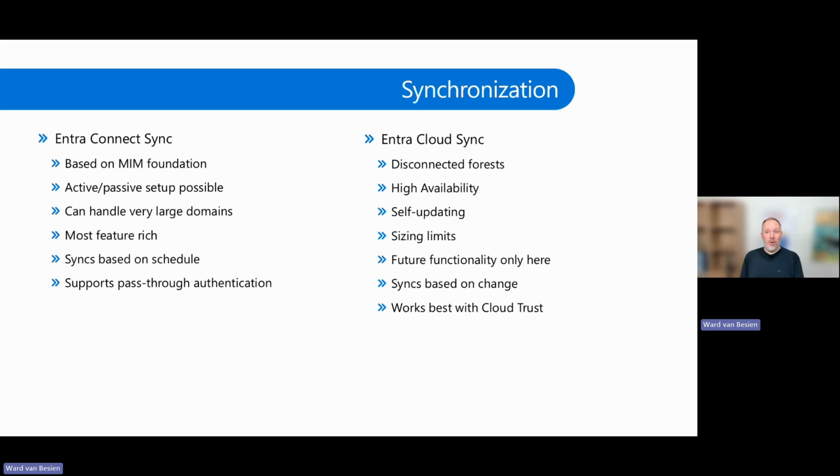But, and this is the important thing, all the new functionality we're building is going to go into Cloud Sync. So at some point in the next couple of years, we expect we're going to start moving everybody from Connect Sync into Cloud Sync, because Cloud Sync is easier to live with, easier to manage. It's also a lot faster because it synchronizes based on changes. So it listens for changes in Active Directory, and if there's a change, it synchronizes it. So that is a lot faster than working on a schedule, although sometimes it can confuse people because when there's no changes, nothing seems to be happening.